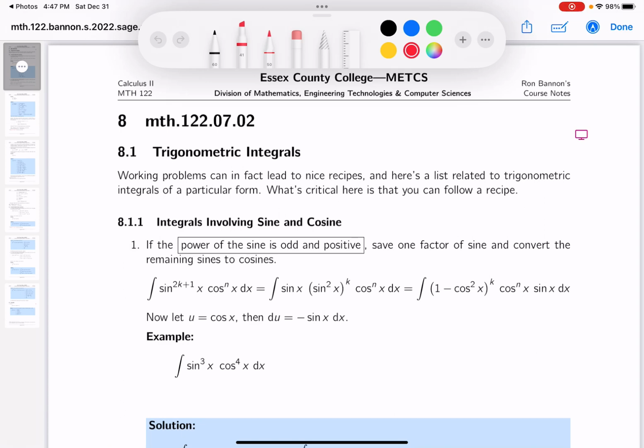Okay, so integrals involving sines and cosines, all right? It says the power of the sine is odd and positive. What they tell you to do is save one factor of the sine and convert the remaining sines to cosine, all right? So let's take a look at an example.